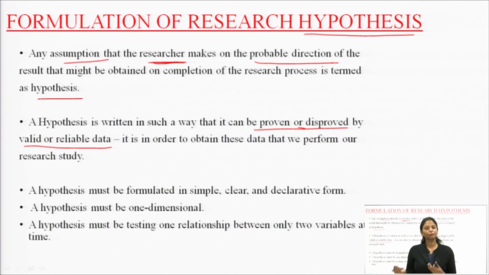For example, if we are saying that smoke causes cancer, we are supposed to take reliable data. We are not talking about the people who are not smoking, but about the people who smoke, because the question talks about smoke causing cancer. So, the valid data says we are supposed to talk about the people who are smoking. So, this is the valid data as well as the reliable data.